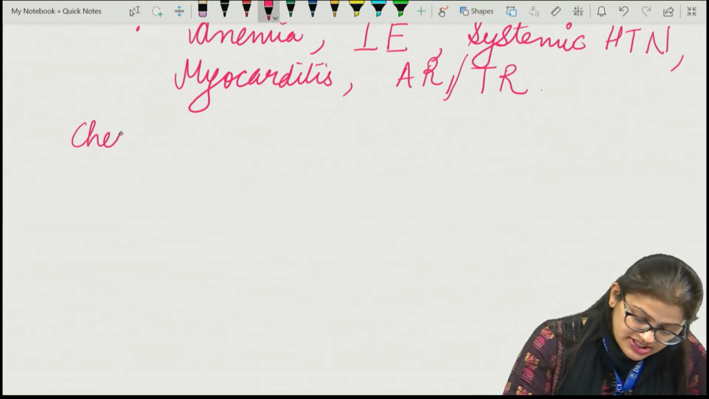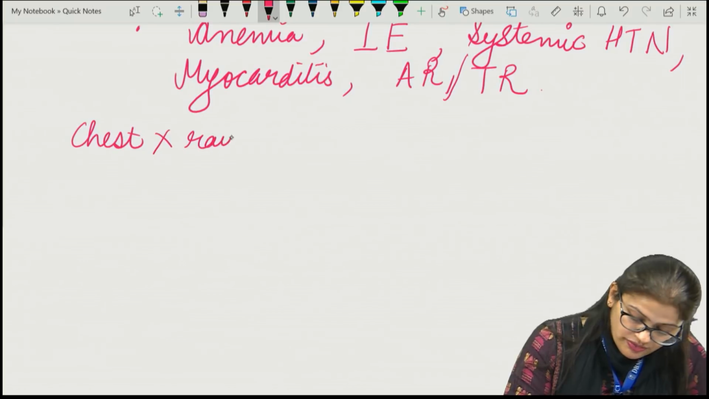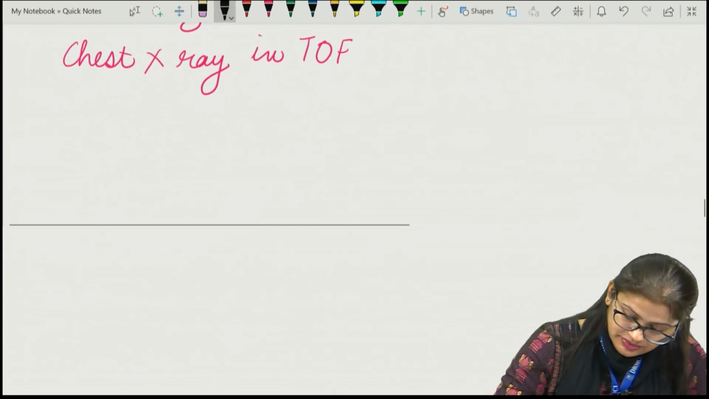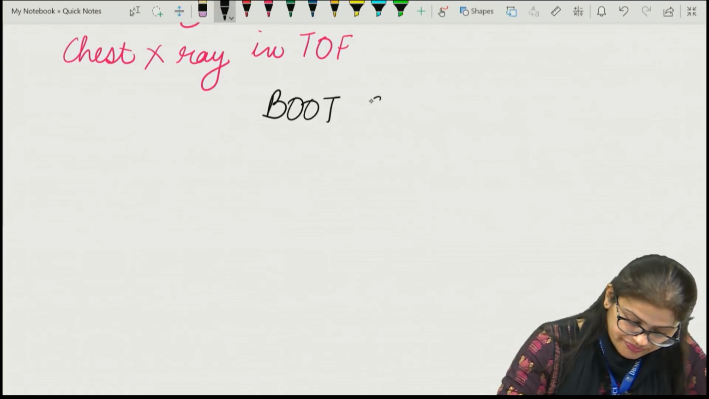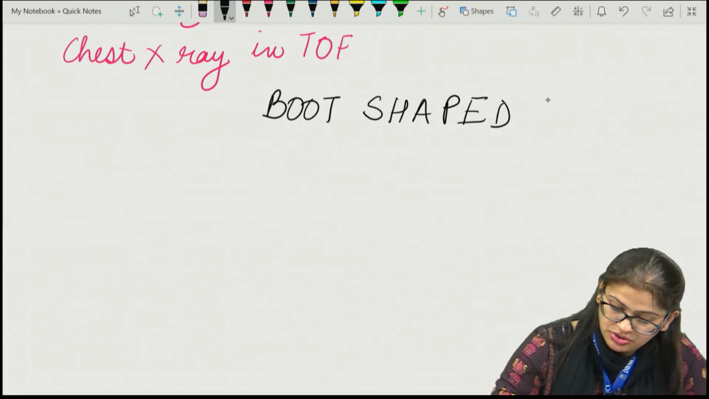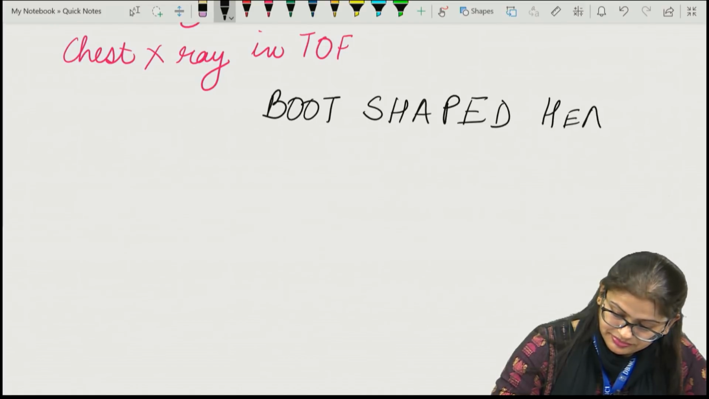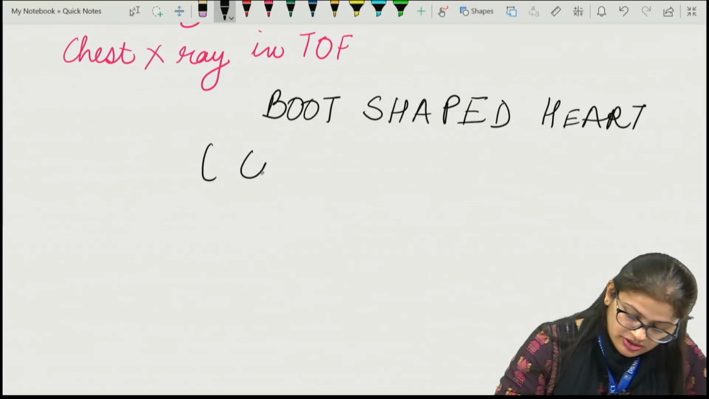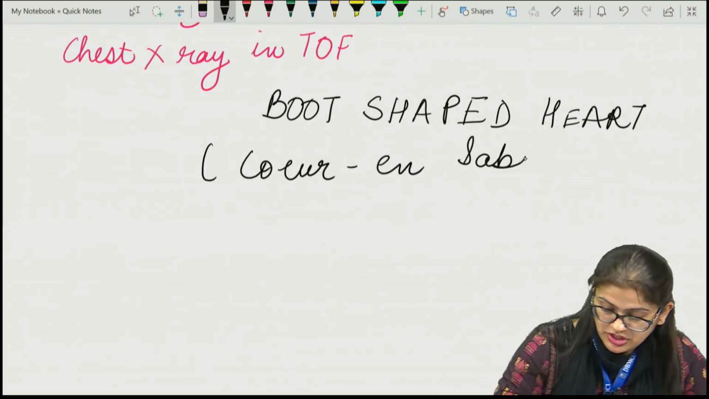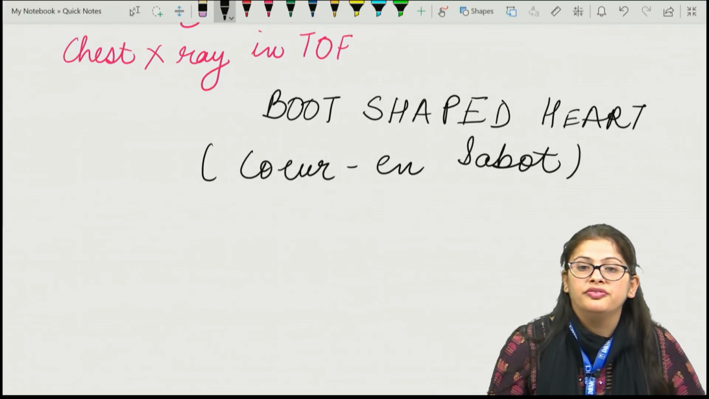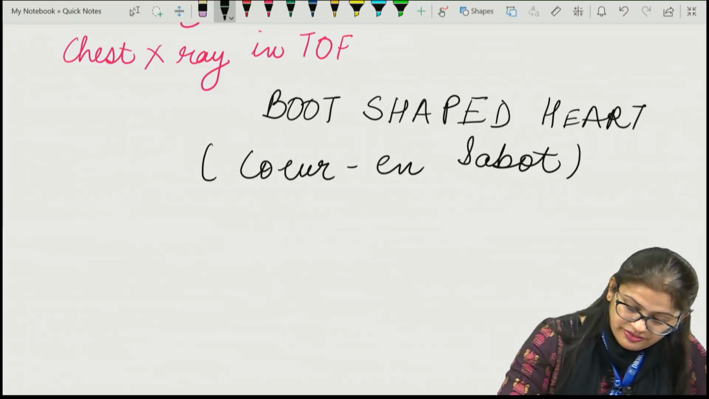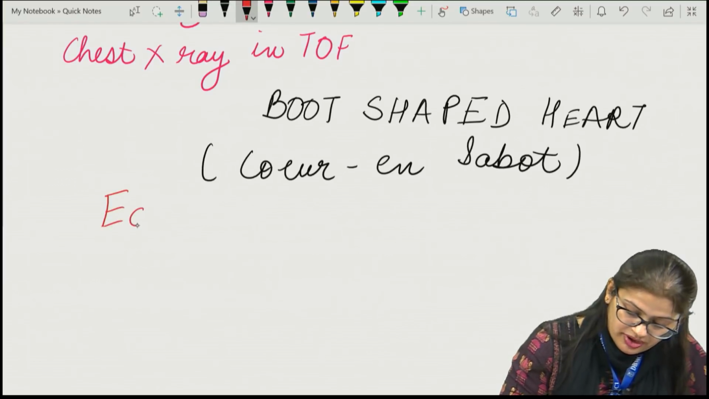The characteristic chest X-ray findings in case of TOF are a boot-shaped heart, which represents right ventricular hypertrophy. It is also called as Coeur en Sabot. So this is a characteristic X-ray picture of tetralogy of Fallot. And the diagnosis can be confirmed by echocardiography.